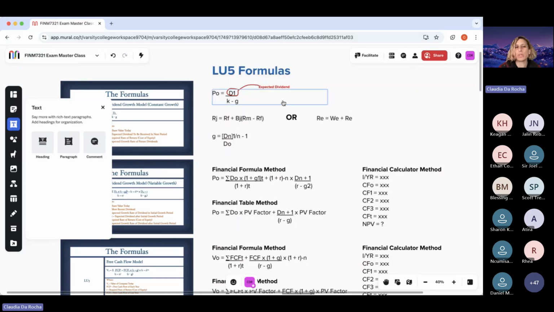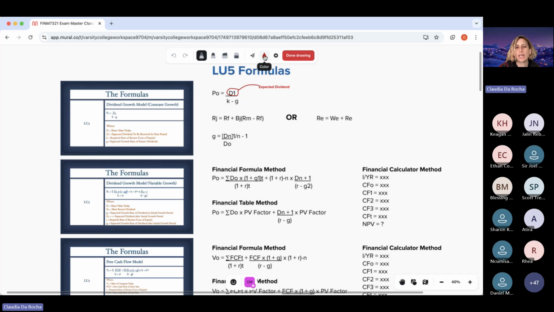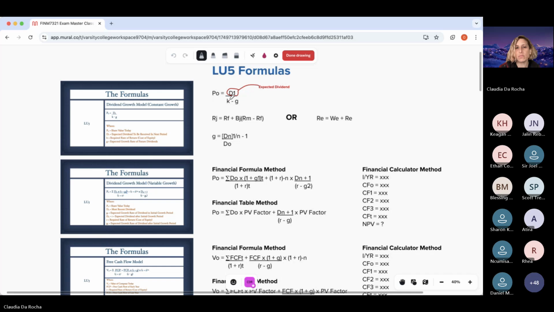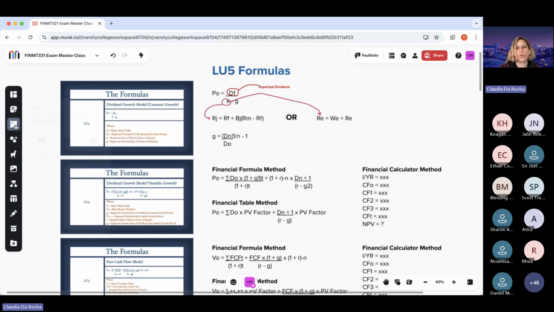What becomes complicated when we're dealing with dividend growth is your K, or your required rate of return. Your required rate of return is your cost of equity, but it can come in any form. As I have here, I've got the CAPM formula, and then I also have the cost of equity formula. Your cost of equity formula comes from your WACC. When you're calculating WACC, the cost of equity plus the cost of debt gives you your WACC. So this is just an extract from your WACC. That's all it is. So you need to know those formulas.